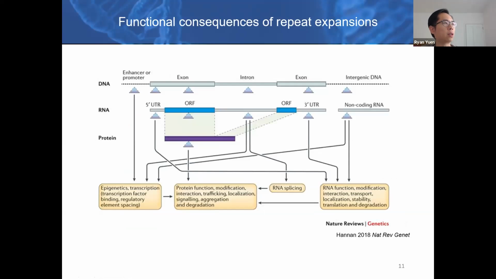So, more about what we know about the functional consequences of the repeat expansion. As I said, in the 5' or the promoter region, it could regulate the epigenetics or transcription factor binding, regulating the genes. And if it is in the intronic region, we know that it could potentially impact RNA splicing, which also leads to downstream protein function changes and modifications. At the 3' UTR or the intergenic regions, again, it is known to impact the stability of the genes or the genome, and also the RNA function, etc.